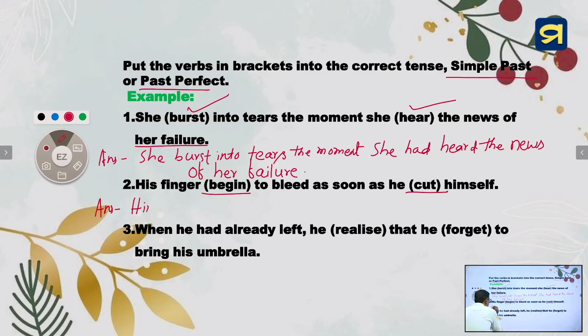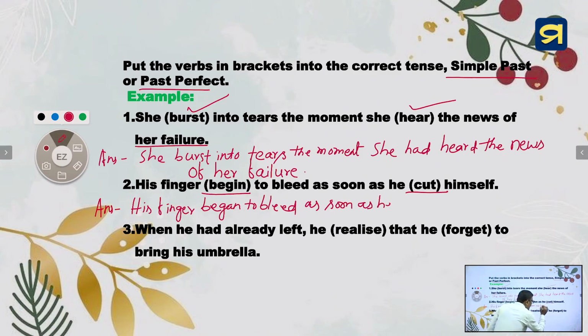His finger began to bleed as soon as she cut himself.